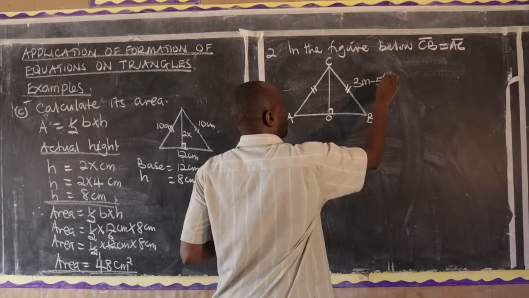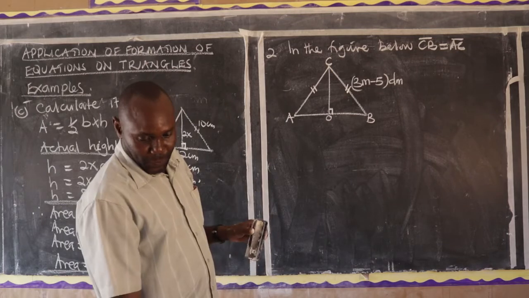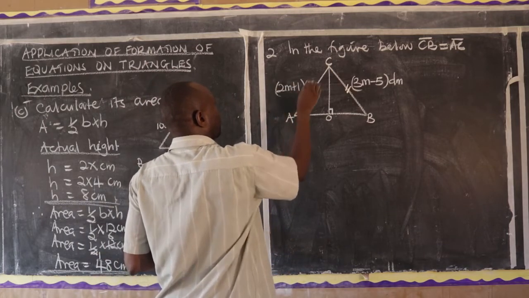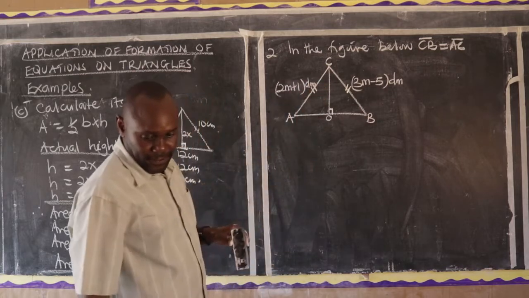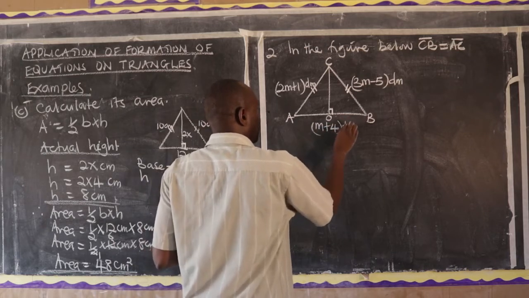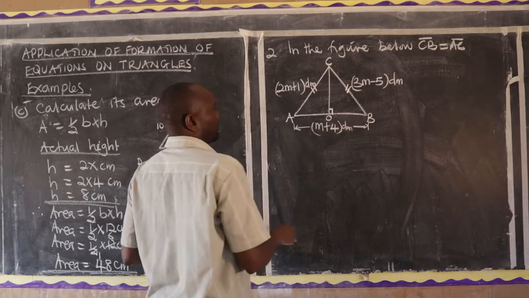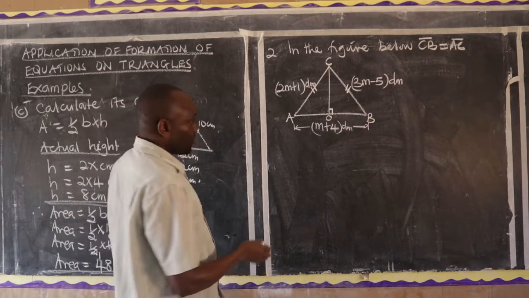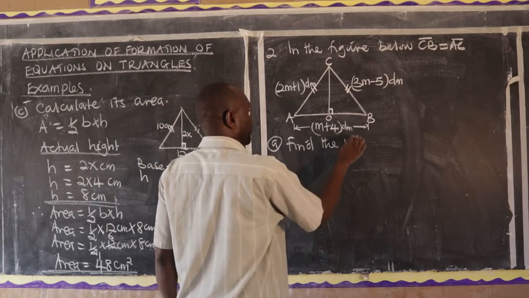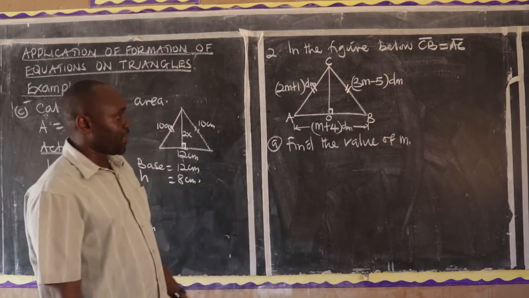3m minus 5. Let me use this time decimeters. And then we have 2m plus 1 decimeters. Then we have m plus 4 decimeters up to that part there. This one also up to that. Then our question A, they say find the value of m.